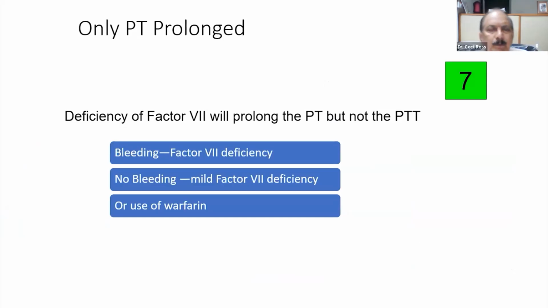So if you have a person who has only a prolonged PT, that basically means it's factor 7, the extrinsic pathway, and factor 7 will prolong PT but not the PTT. So usually if there's bleeding when a person has a prolonged PT, you think the person has a factor 7 deficiency. If the person has no bleeding and has a prolonged PT, then you think the patient has a mild factor 7 deficiency, but the commonest cause is the use of warfarin. So normally when you put a patient on warfarin, you look at the PT and you maintain the INR at about 2.5 to 3 to see whether the person is well anticoagulated. This is only when the PT is prolonged.